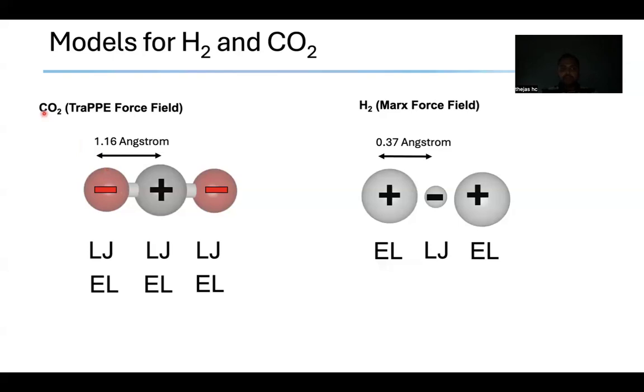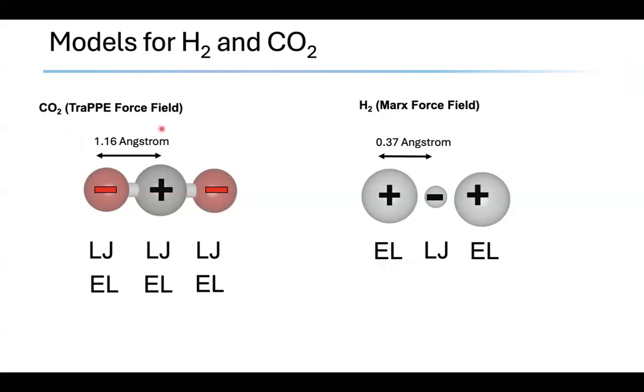As I have mentioned before, carbon dioxide is taken from the Trappe force field. In the Trappe force field, CO2 is represented as a rigid dumbbell, with the central atom being carbon, flanked on the two extremes by oxygen. The distance between the carbon and the oxygen is 1.16 angstroms.